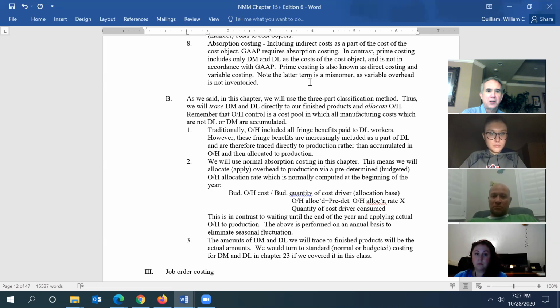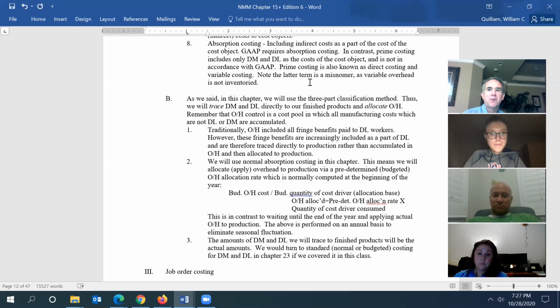And just 3 notes here. Well, first, traditionally overhead include all fringe benefits paid to direct labor workers. However, these fringe benefits are increasingly included as part of direct labor, are therefore traced directly to production, rather than accumulated in overhead and then allocated to production. It is much more accurate if we trace the actual cost to the cost object, rather than pool something in overhead and allocate it or average it out. And again, we'll see that in some numbers tonight. So trust me on that for now.